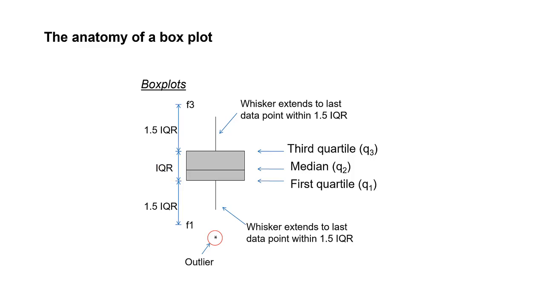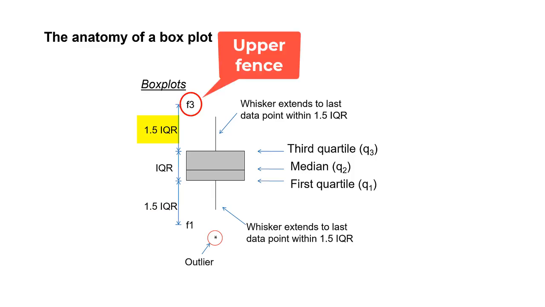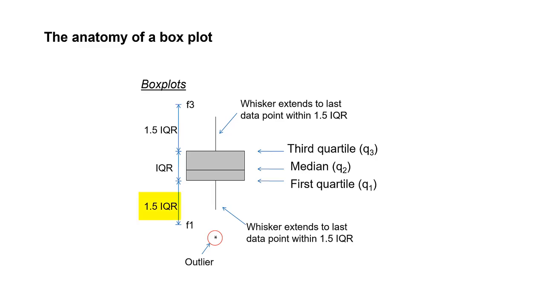And then what we do is we multiply the interquartile range by 1.5. We go above the third quartile, a distance of 1.5 IQR, to identify something known as the upper fence, or F3. And then we go down below the first quartile, a distance of 1.5 times IQR, and that's identified as this value F1, which is the lower fence. So we have the upper fence F3 and the lower fence F1.